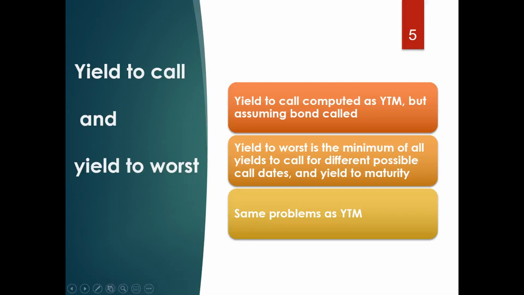When we talk about callable bonds, we need to talk about two concepts: the yield to call and the yield to worst. The yield to call is computed in exactly the same manner as the yield to maturity, but it assumes that the bond is called. The yield to worst is the minimum of all the yields to call, of which there are several depending on the number of callable dates, and the yield to maturity. And this yield to call and yield to worst have the same problems that we know the yield to maturity has.